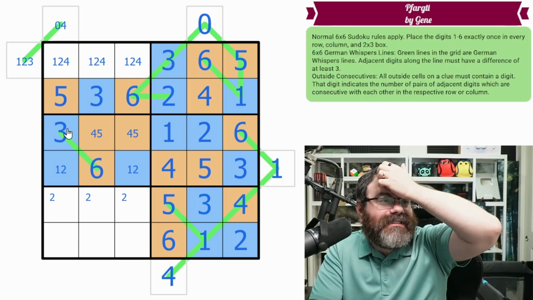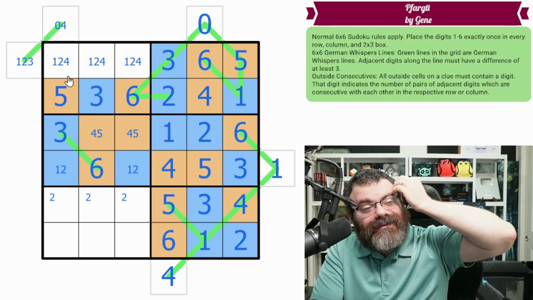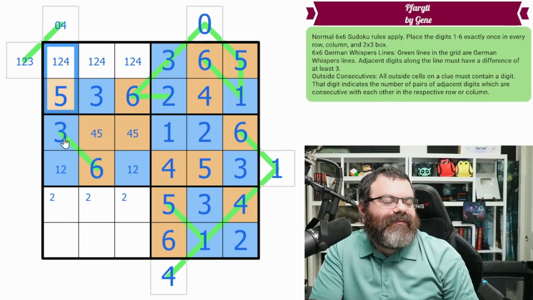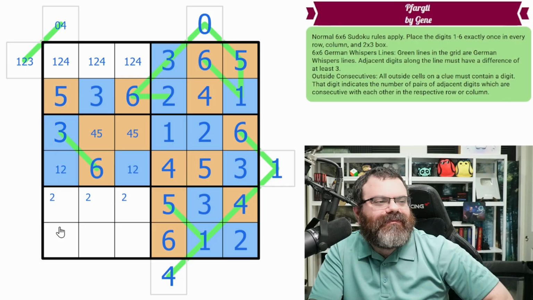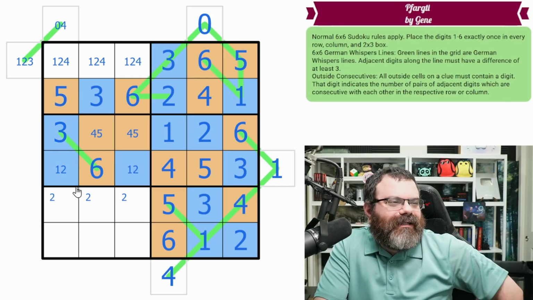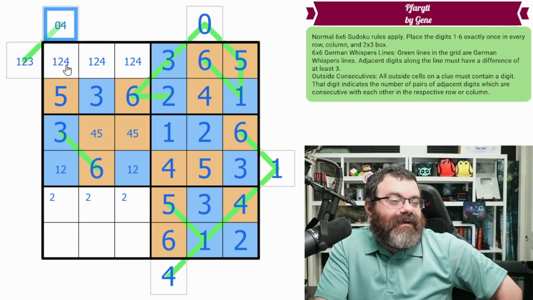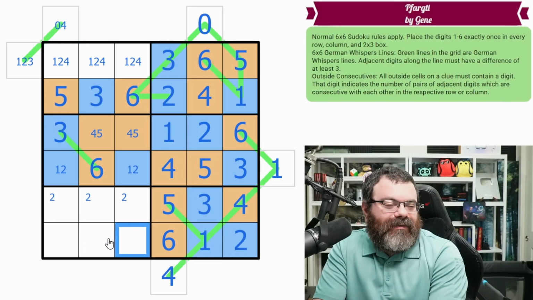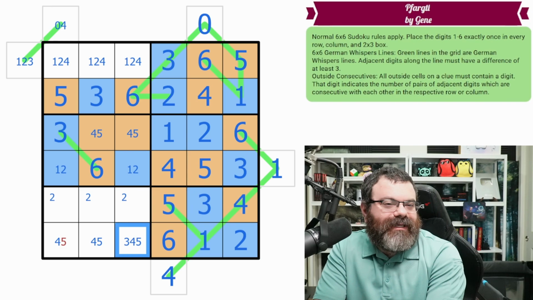0, 4. 4 seems difficult. So 4, 5, 3, 2, 2, 1. It doesn't really work, does it? I don't think 4 is possible. What's over here? This is 3, 4, 5. Oh, the 3 is placed. So is the 4 and the 5. Okay, well, that helps.